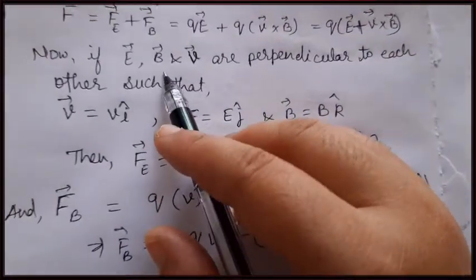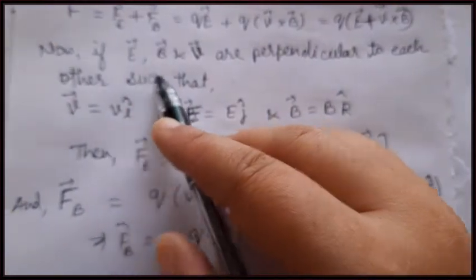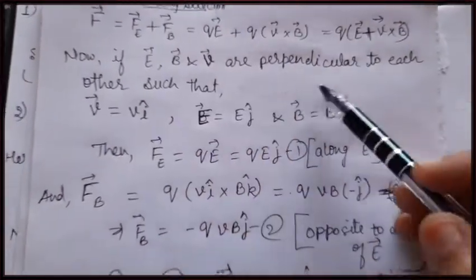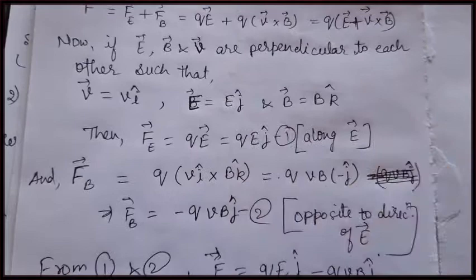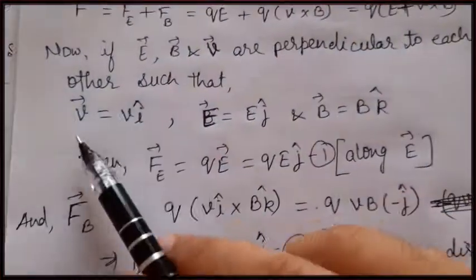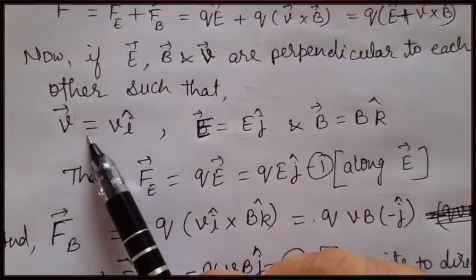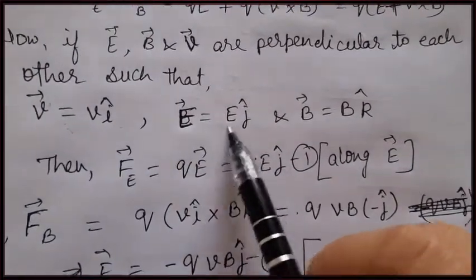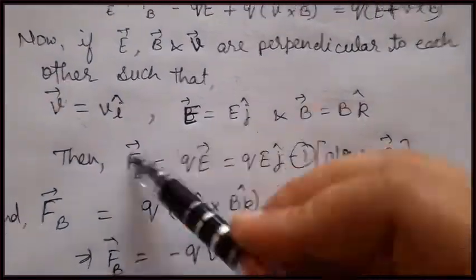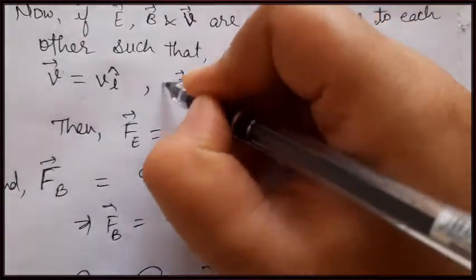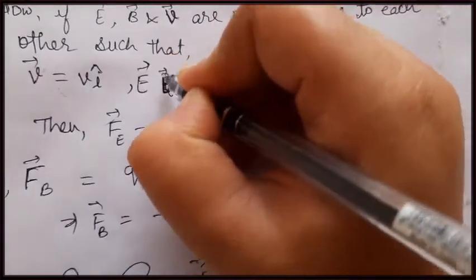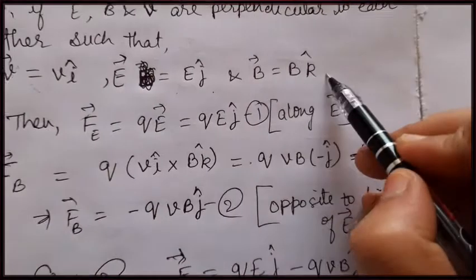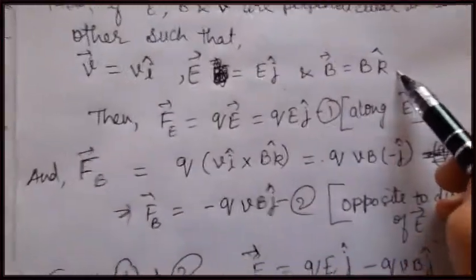Now, suppose we consider a condition where vector E, vector B and vector V are perpendicular to each other. Suppose the direction of V is along i cap, that is the x axis, vector E is along j cap, that is along the y axis, and vector B is along k cap, that is along the z axis.